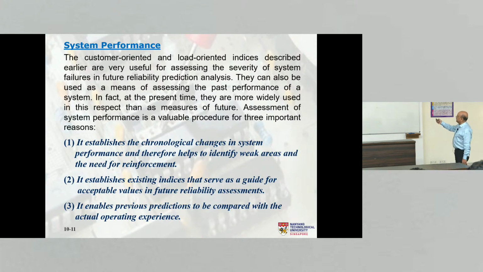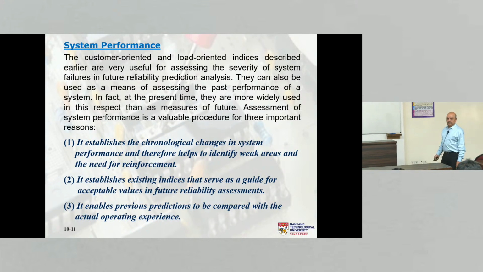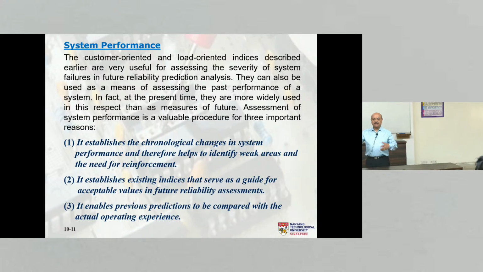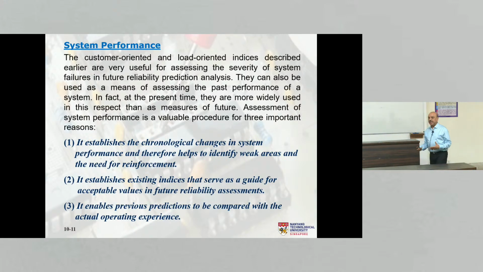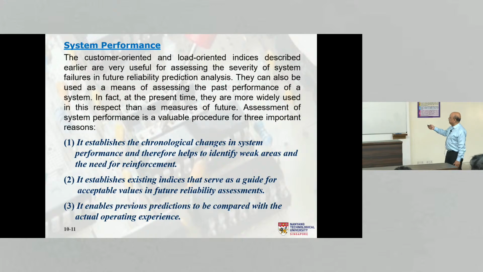So now, before we look at some cases of how we calculate the reliability and unreliability, I just want to tell you that these customer-oriented and load-oriented indices are very useful for assessing the impact and the severity of outages in a distribution system. And as luck would have it, most of the utilities do these calculations at the present time, more widely used for the current system than as a measure of future. In other words, you have your system, you have the failure rate, you have the outage time of the lines and of the bus bars and breakers, and then you want to calculate the performance of the system based on historical data. But you can also do it for a measure of future performance, right?